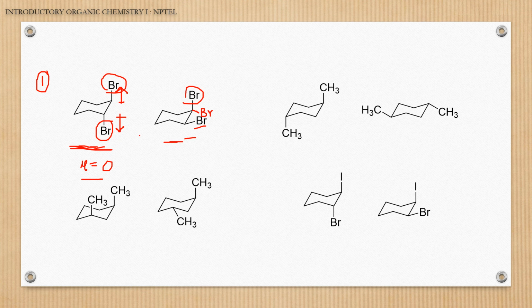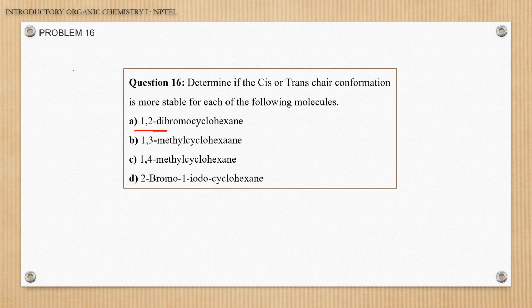Any questions, guys, in this particular part one? Okay, there is no question. So, this is the more stable conformation, that is the trans one for this 1,2-dibromo cyclohexane. Okay. So now coming to part B.